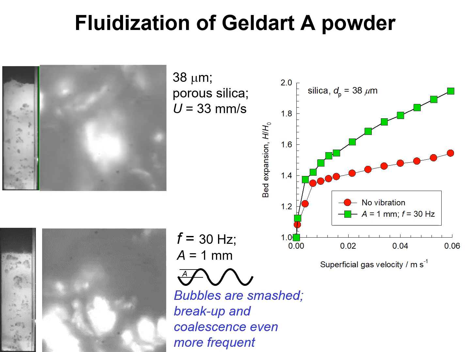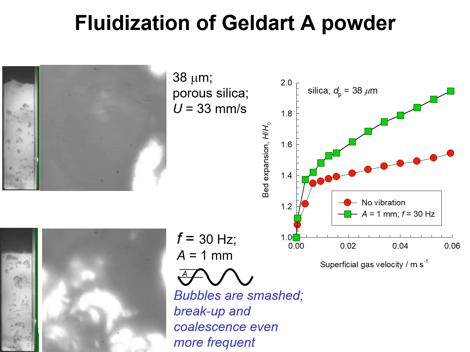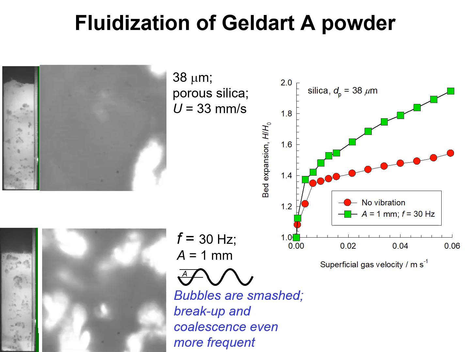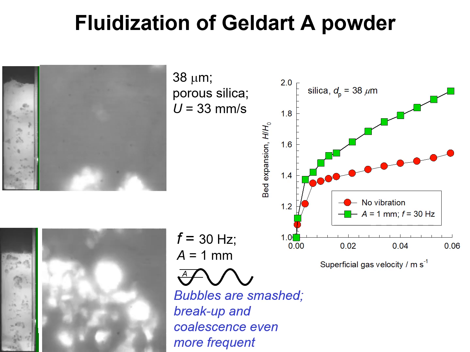For comparison, let's look at a vibrated column in which the vibration amplitude is 1 millimeter and the vibration frequency is 30 hertz. The video recording of the fluidized bed is shown here. And if we compare that with an unvibrated column, even visually we see a higher gas holdup for the vibrated column. If we examine the column in more detail by zooming in, we see that the bubbles appear to be smaller as compared to the unvibrated column.